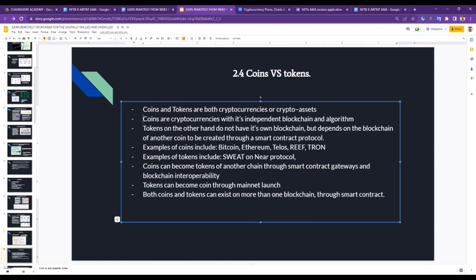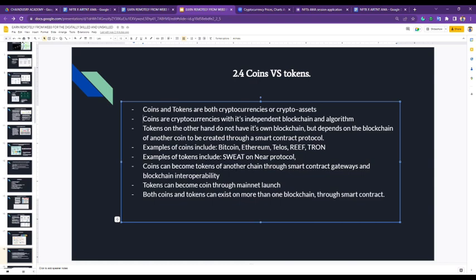And examples of coins include Bitcoin, the most senior coin, Ethereum, Telos, Reef, Tron, Hive, Steem, and many more. An example of a token at this point, not what I said, is Sweat, which is deployed on Near protocol. Near protocol is a coin itself. It has its own chain, it has its own algorithm, it has its explorer. And Sweat, which is quite popular right now, is deployed on Near protocol. So coins can become tokens on other chains through smart contract gateways and blockchain interoperability.